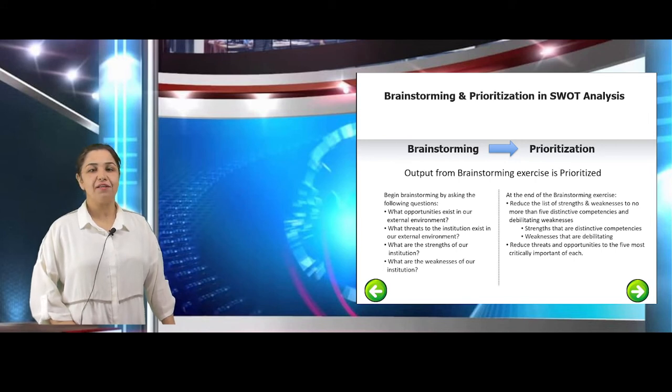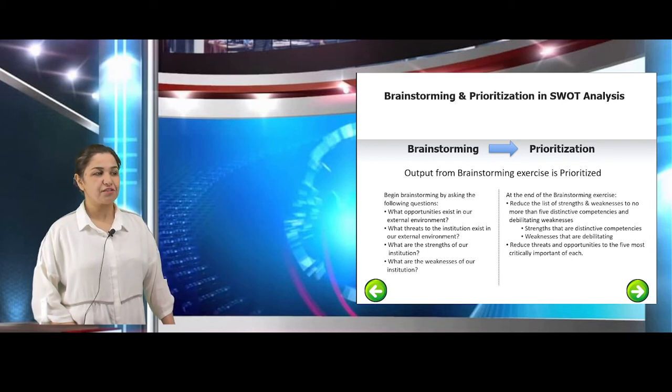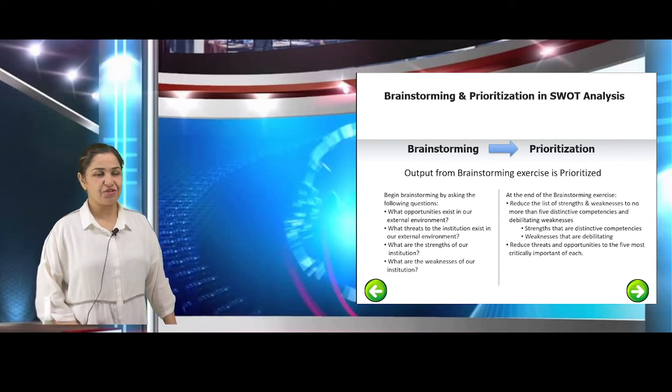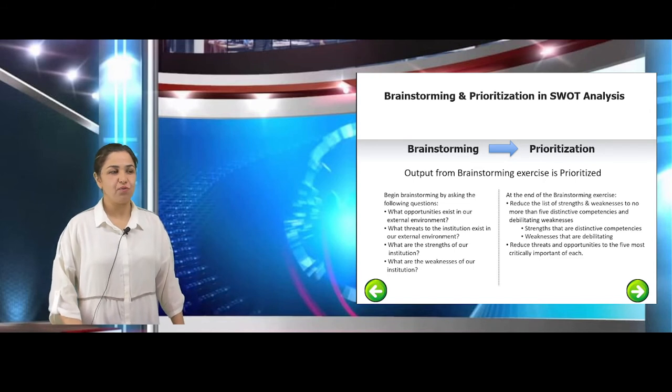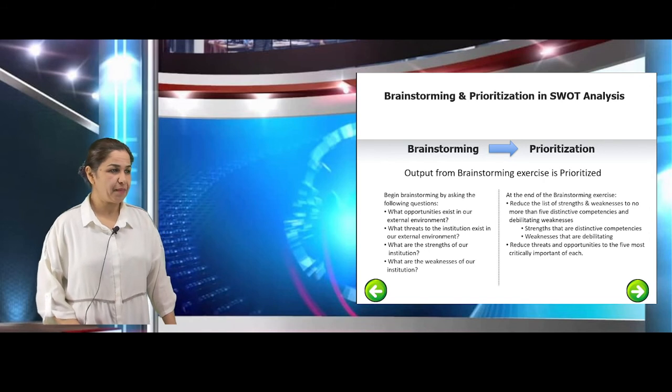imagine that you are the owner of a business or the manager of the company. So how would you act in the case of these issues? The first one, what threats to the institution exist in your external environment? What are the strengths of your institution? What are the weaknesses of your institution? Or you can say your company. What are the strengths of your company? What are the weaknesses of your company?